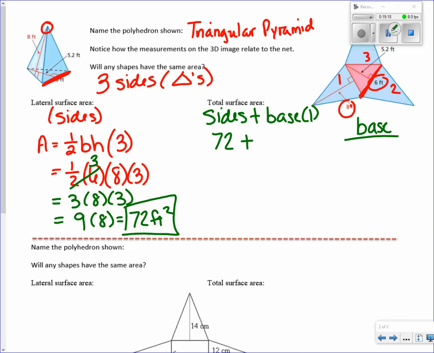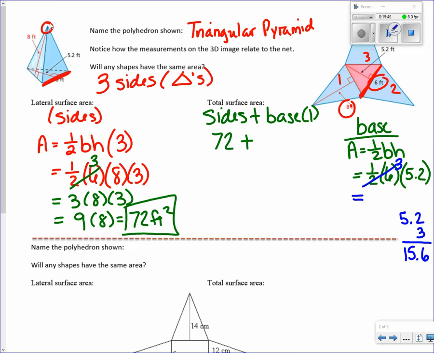Okay, so to find the base, I know that my base is a triangle. So it's still half BH, and there's only one of them, so I don't have an additional number to multiply by. So I'm going to substitute in 1/2. My base is still 6, but now my height is that 5.2 that we haven't used yet. Okay? So I'm going to get rid of my half. Half of 6 is 3. So now I'm going to multiply 5.2 times 3. And you get 15.6.